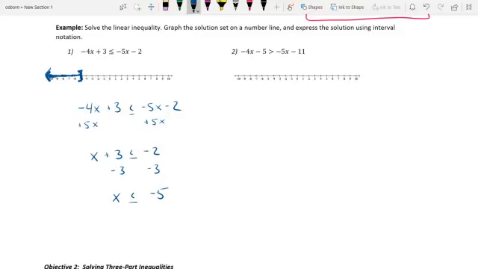Now looking at the picture, I go from smallest to largest. So that means I'm going from negative infinity, notice parentheses around negative infinity, to negative 5 with a bracket. So that is interval notation.